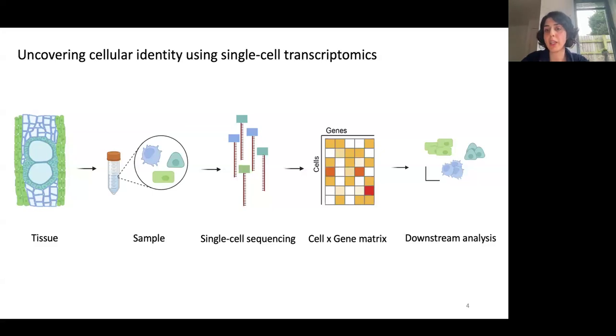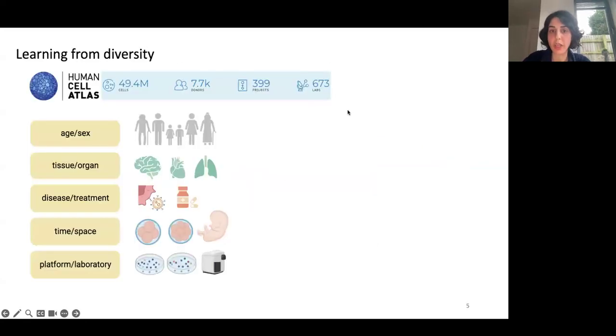Then we would like to find from this matrix the patterns between cells, the similar cells and the different ones, using some downstream analysis, for example, dimensionality reduction, or some unsupervised methods for clustering them. So this is what we are interested in doing.